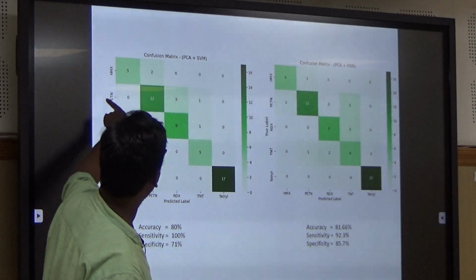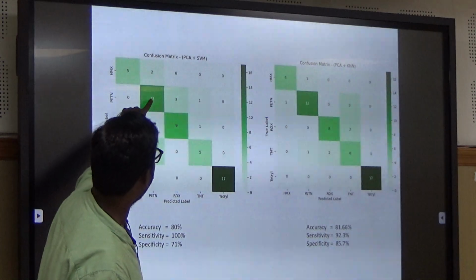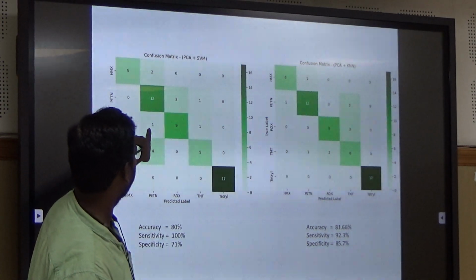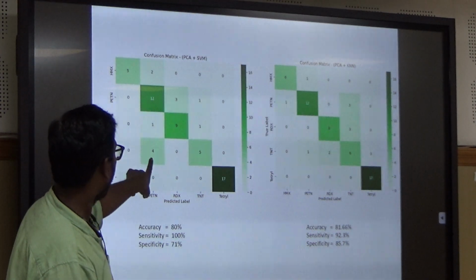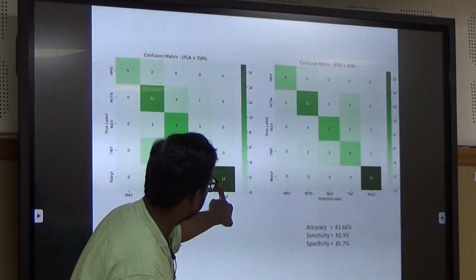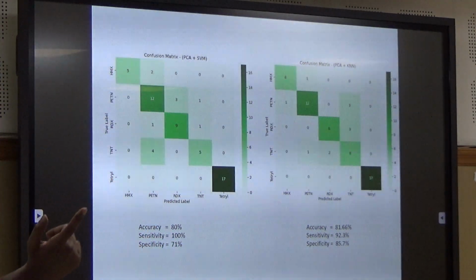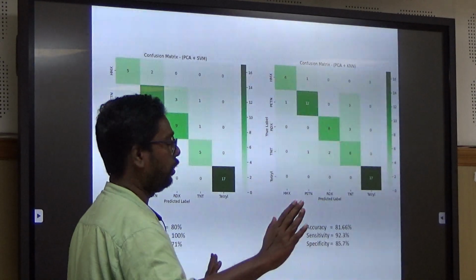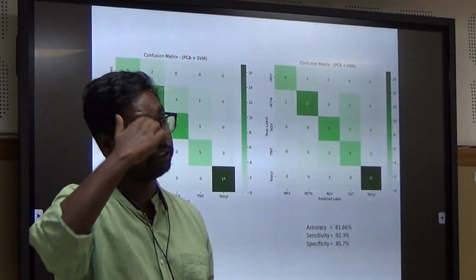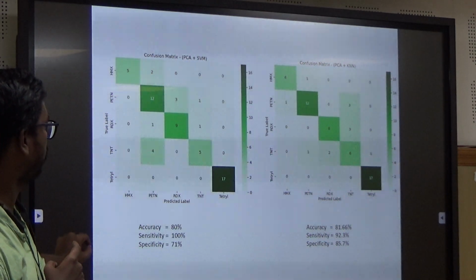Now if you take this one, PETN, 12 samples out of the 12 given data, 12 are predicted correctly, and the rest is an error. One sample is predicted as RDX, another is predicted as TNT. The diagonal you are getting is the actual correct predicted number. The rest of the things are wrong predictions. So this defines your model and your accuracy, your sensitivity and specificity.